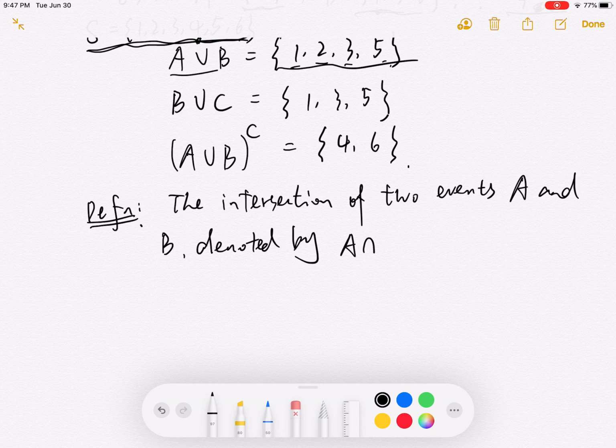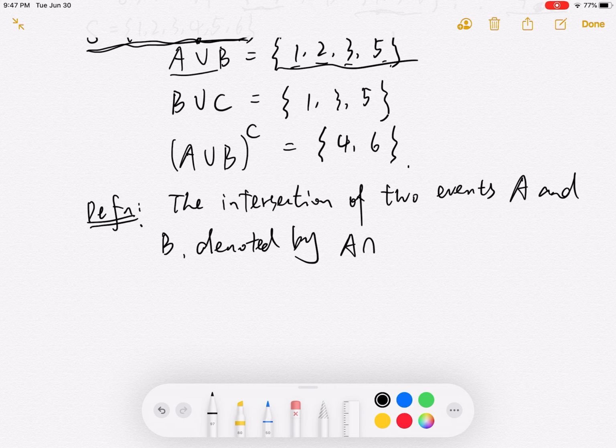Okay, set theory. Now, first of all, definition. The complement of an event A, denoted by A prime or A^C, is the set of all outcomes in the sample space S that are not contained in A.